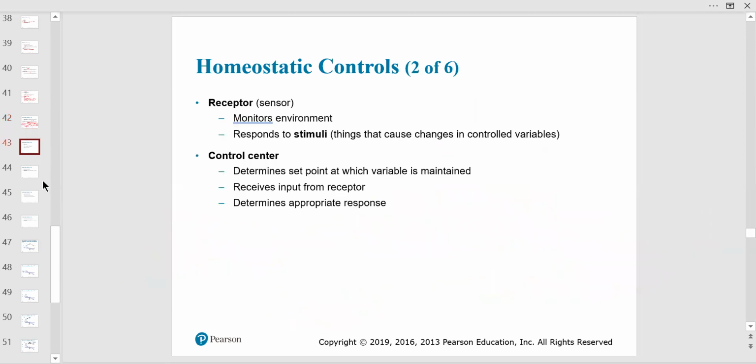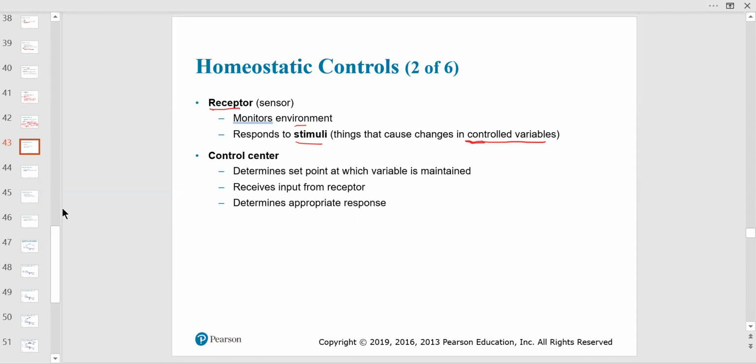So the output is stopped and shut off. The receptor monitors the change in the environment, and the stimulus is that change in the controlled variables, like blood pressure, heart rate, respiratory rate, could be acid-base, too much acid, and so forth.